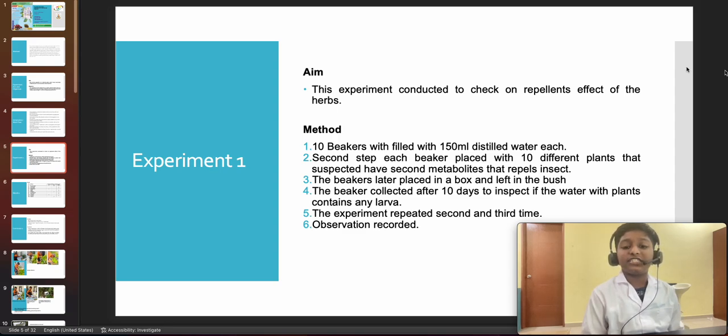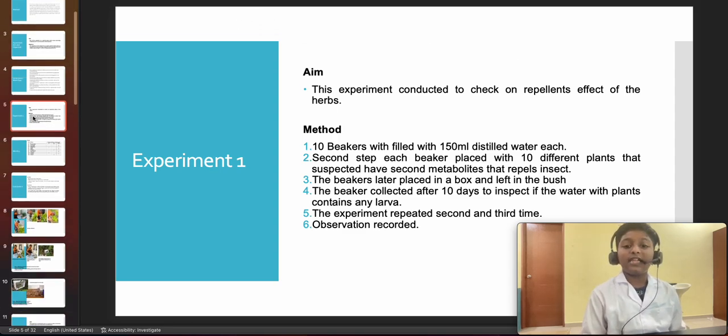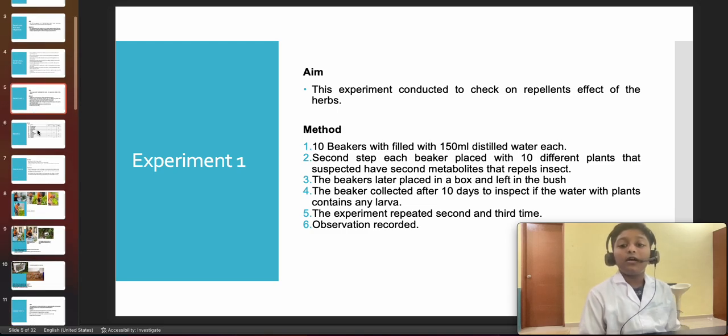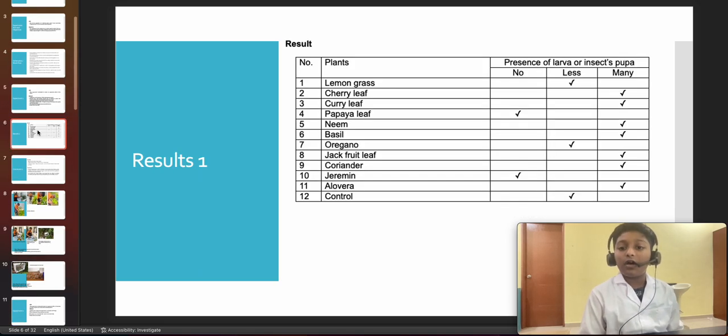The color changes day by day. On the 10th day, we found larvae on some of the surfaces of the plants except papaya leaf and Jeremin leaf. These are the results for experiment 1.